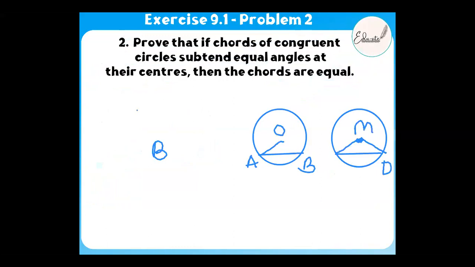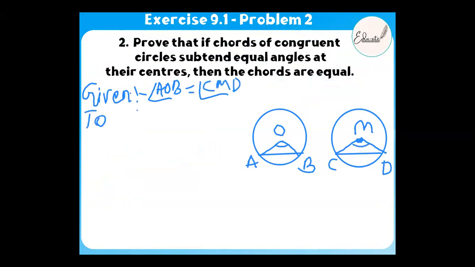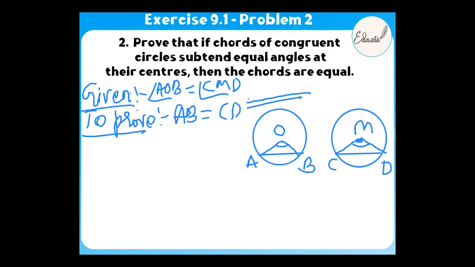Now what to prove, beta? The chords are equal. Which chord, beta? Given is angle AOB is equal to angle CMD, correct? Yes. Okay. To prove, AB is equal to CD, right? You have to write the statement here to prove that the chords of congruent circles are equal. Okay, congruent circles.